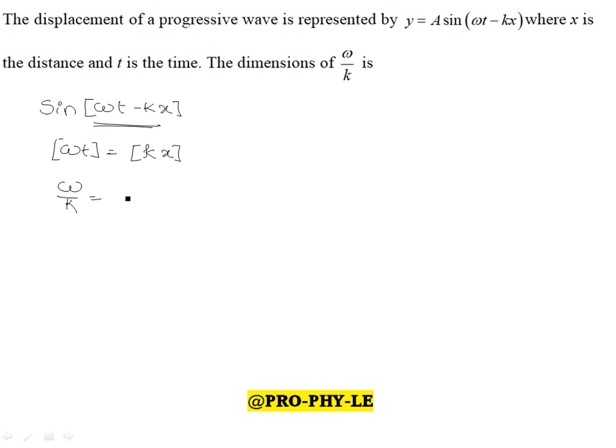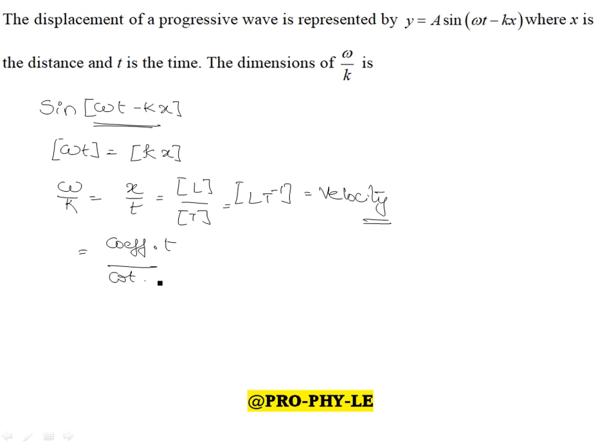So omega by k will be equal to x by t, where x is length and t is time. So this will be L T power of minus 1. So omega by k represents a quantity called velocity. This is an important point, you can remember like this. Whenever you are given a progressive wave, coefficient of t by coefficient of x, where omega is the coefficient of t and k is the coefficient of x, that gives velocity. Just remember this, that will be helpful for you.